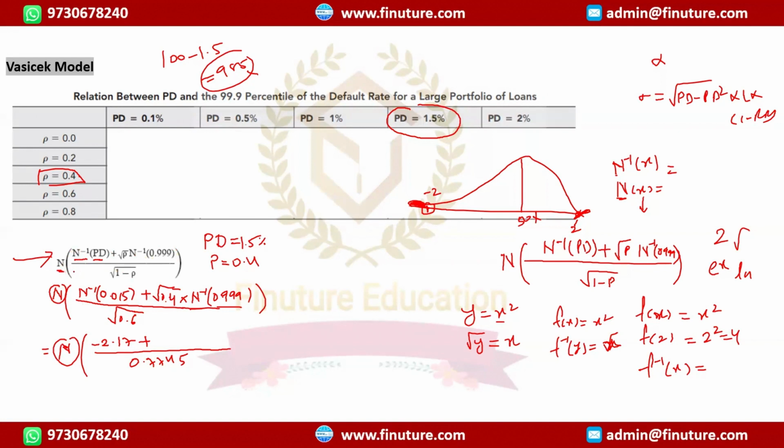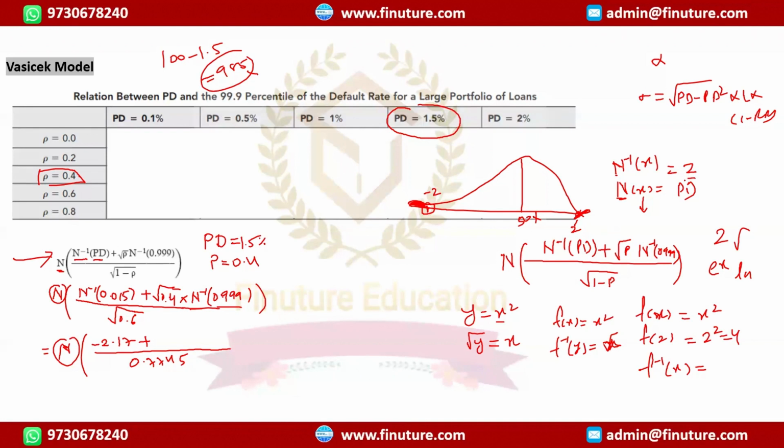As I said, N inverse of x gives you the Z value and N of x gives you the probability. What will give the probability? N of x will give you the probability. N inverse of x will give you the Z value. The output of that function would be the Z value. N of x is probability, and N inverse of x is the Z value.